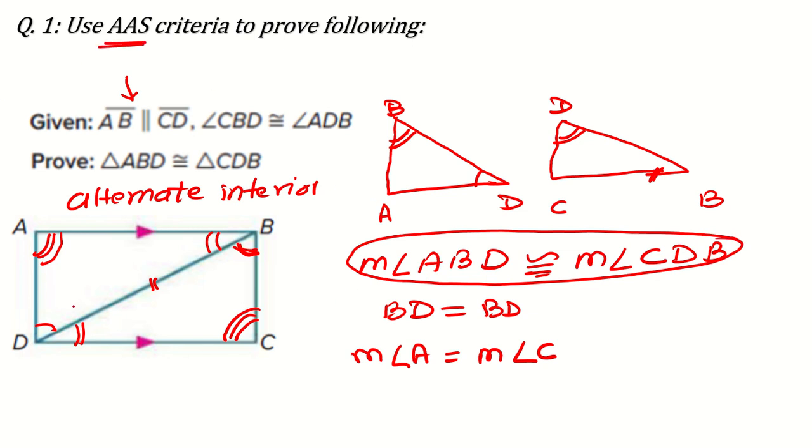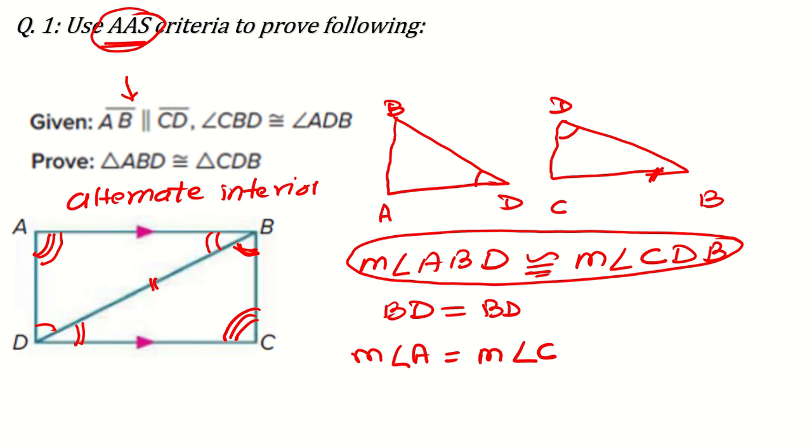See, my dear students, in the exam, if they do not mention the criteria, and simply say prove that these two triangles are congruent, then you can prove it by any method: SAS, SSS, AAS, ASA, anything. But here they are saying use AAS criteria, so we are bound to apply that one. So what we will do here is take angle A equal to angle C.